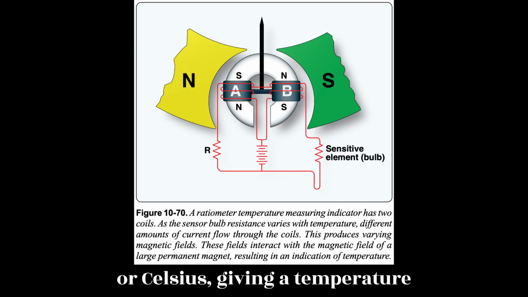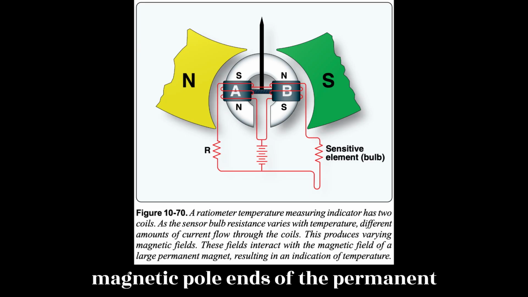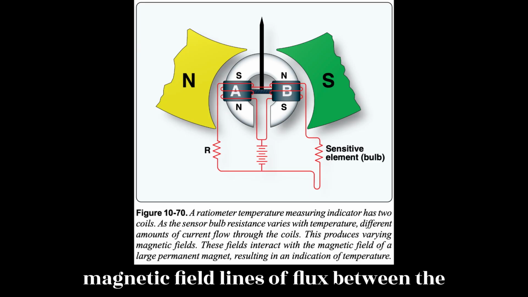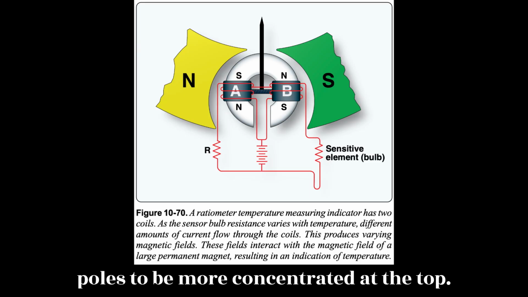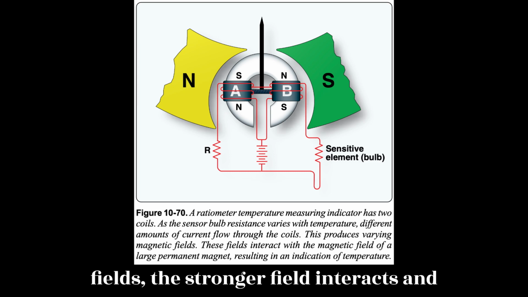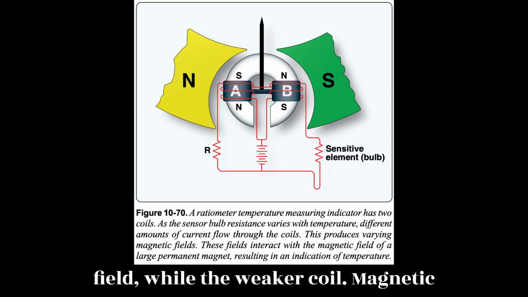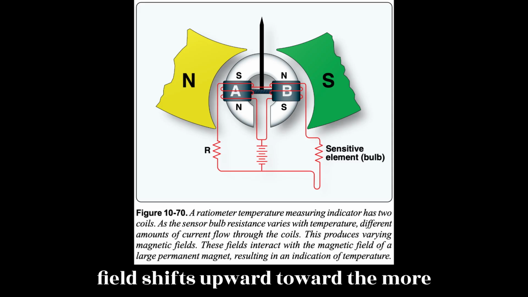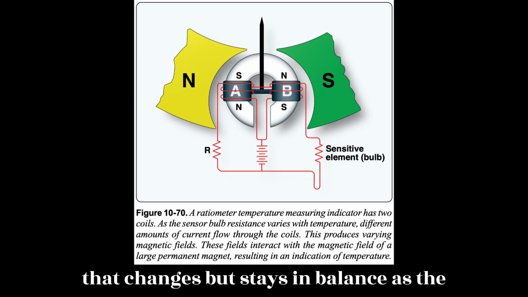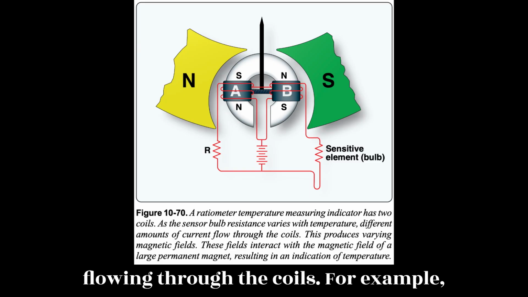Figure 10.70. The magnetic pole ends of the permanent magnet are closer at the top than they are at the bottom. This causes the magnetic field lines of flux between the poles to be more concentrated at the top. As the two coils produce their magnetic fields, the stronger field interacts and pivots downward into the weaker, less concentrated part of the permanent magnet field, while the weaker coil magnetic field shifts upward toward the more concentrated flux field of the large magnet. This provides a balancing effect that changes but stays in balance as the coil field strengths vary with temperature and the resultant current flowing through the coils.